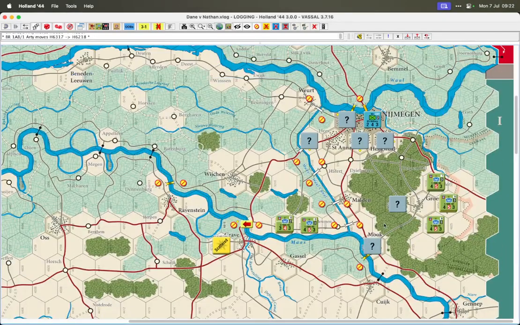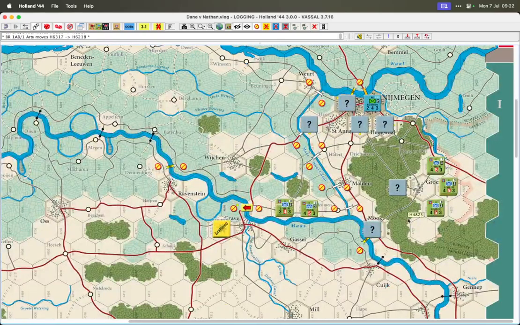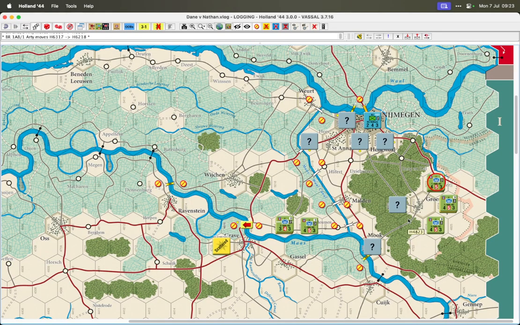Yep. Okay. So here are the pro tips that I have for you. Your best chance to take Nijmegen, the town, and the bridge is to be aggressive on turn one, and that means sending these two units together as a stack. Okay.